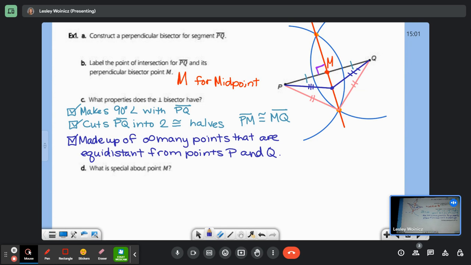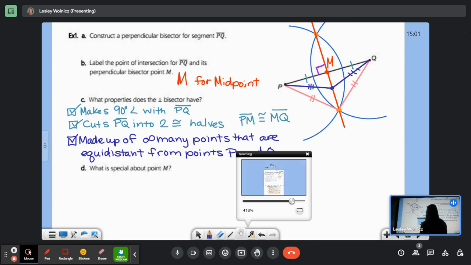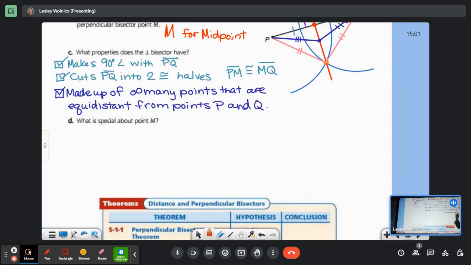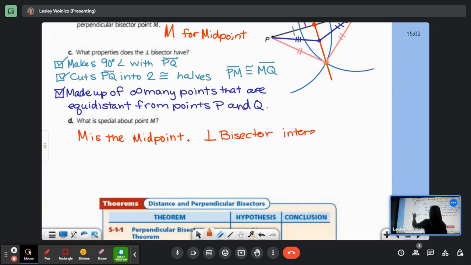Okay, questions about those properties? Okay. What is special about point M? We kind of already said this. M is the what? Midpoint. Yes, M is the midpoint. So a perpendicular bisector intersects the segment at its midpoint.